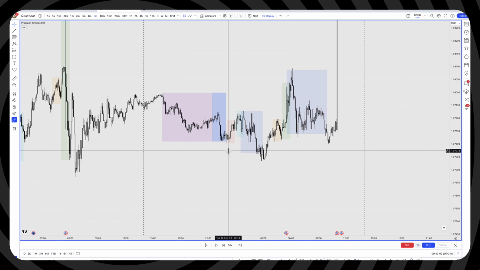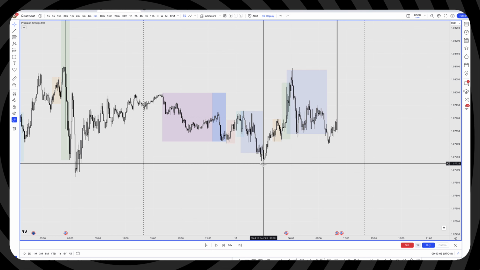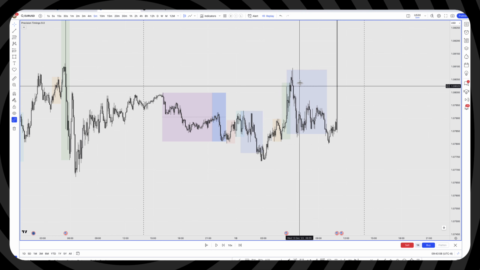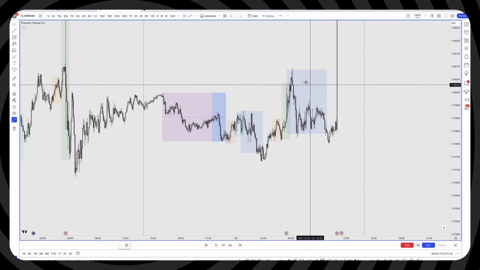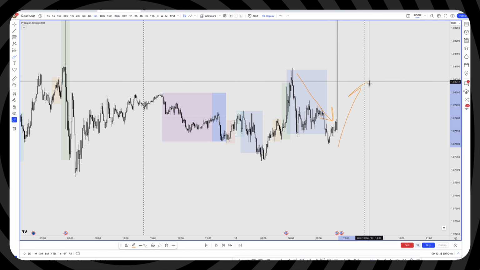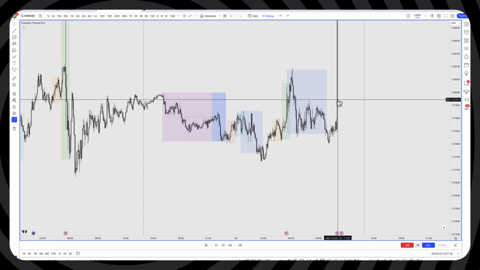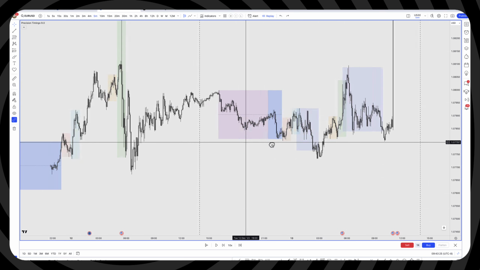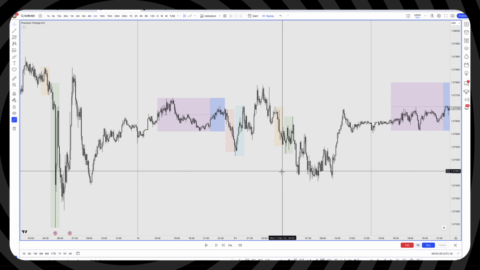So manipulation, manipulation, last manipulation, real move. Again, manipulation, real move, and this would be the final manipulation of the day, which is essentially building liquidity for the interest rates. These are not the highest probability of days to trade, honestly. We'll go through another example.